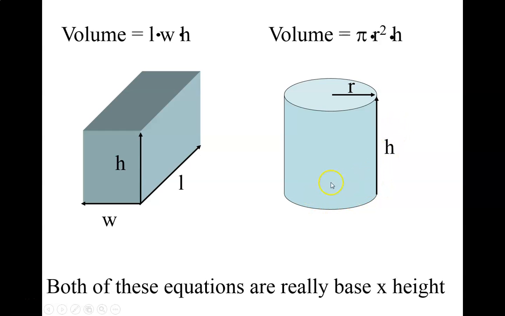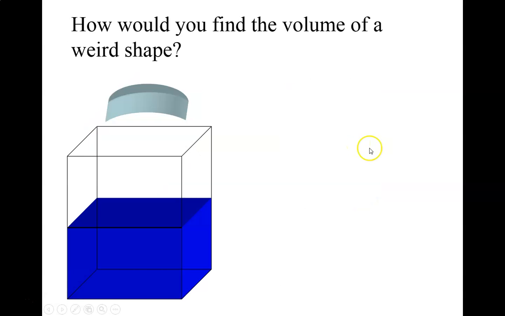Both of these equations are really base times height. Length times width is your base times height. Pi r squared is the area of the circle, which is the same circle that's on the bottom, which is your base. And that's base times height. So, just a side note.